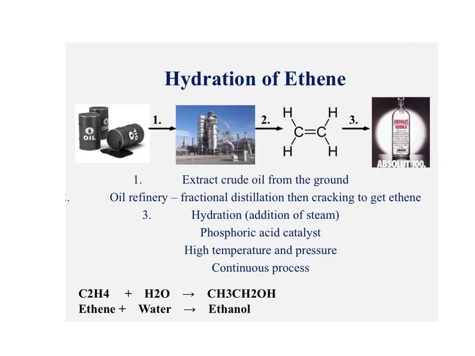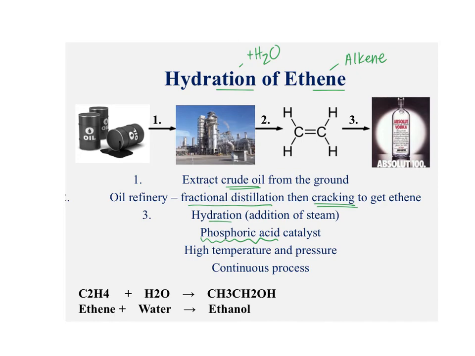However, as we well know, there is the other alternative, which is the hydration of ethene. So hydration, we're talking about adding water to our alkene. But I've got to get my alkene somehow, so I'm going to firstly extract it from crude oil, and then undergo fractional distillation and then cracking. So everything that we've spoken about before. I'm then going to hydrate my alkene, ethene, and I'm going to add steam to it in the presence of a phosphoric acid catalyst at high temperatures and pressures.